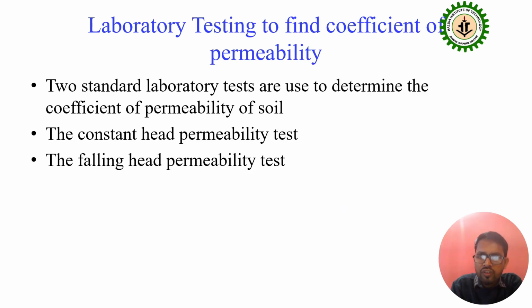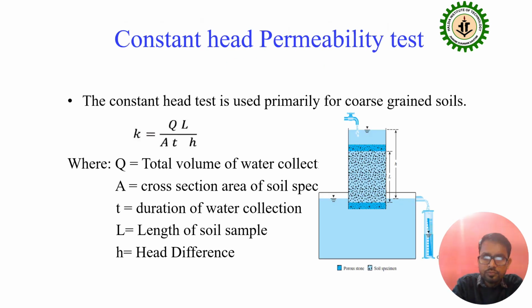The laboratory testing to find the coefficient of permeability. Now there are two methods to find the coefficient of permeability through laboratory testing. One is the constant head permeability test, another one is the falling head permeability test. Now coming to the constant head permeability test. Constant head permeability test is basically performed for coarse grain soil. What is coarse grain soil and what is fine grain soil, that I have already discussed in previous classes, so I will not discuss too much. Now we can see the figure.